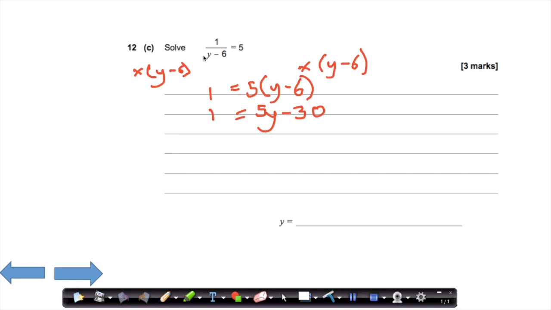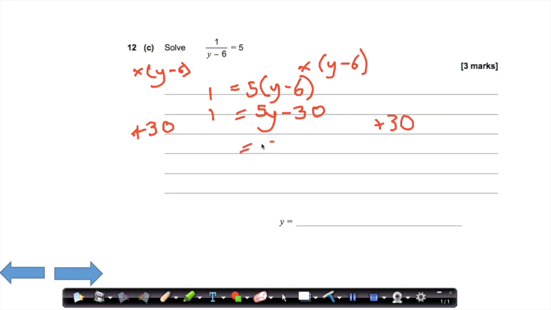So we want to end up, if we're solving, we want to end up like it implies down here. We want to end up with y equal to something. So if we want to get y equal to something, we need to get the term with y on its own on one side. So how we do that is we need to get rid of our minus 30, our number on the same side as the y term. So to get rid of it, remember we mean turn it into 0. So how do we turn minus 30 into 0? We need to add 30. Minus 30 plus 30, 0.